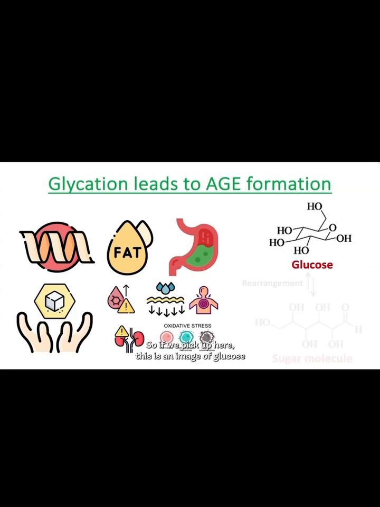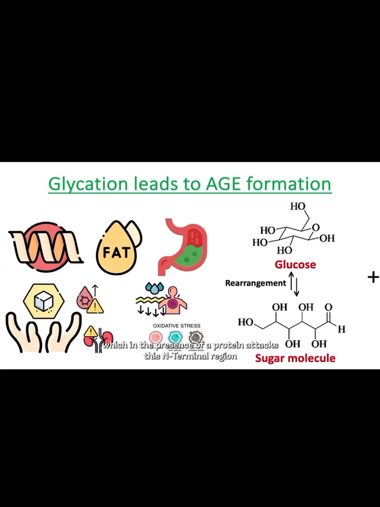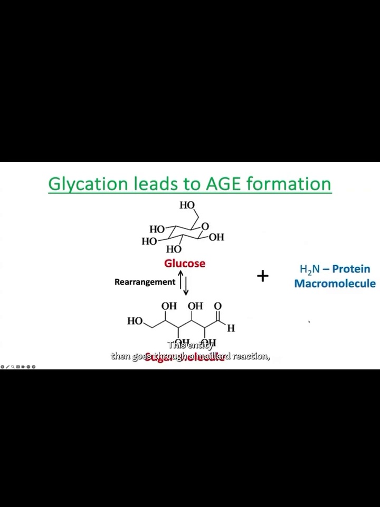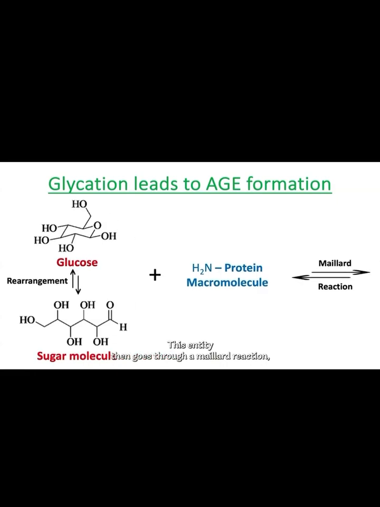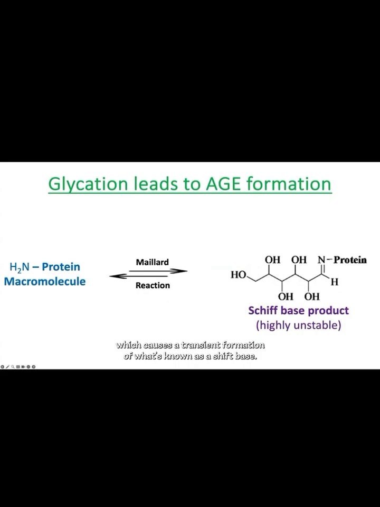So if we pick up here, this is an image of glucose, and this glucose molecule regularly rearranges into this linear sugar molecule, which in the presence of a protein attacks this N-terminal region, or the amino group of this protein molecule. This entity then goes through a Maillard reaction, which causes a transient formation of what's known as a Schiff base. This is highly unstable.